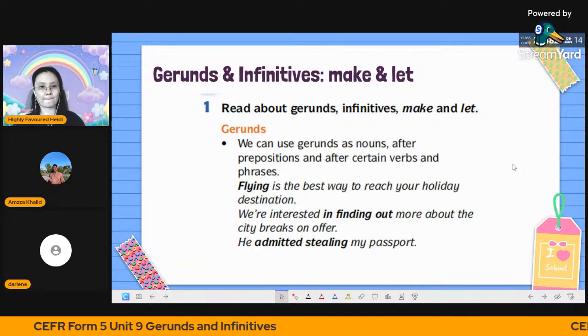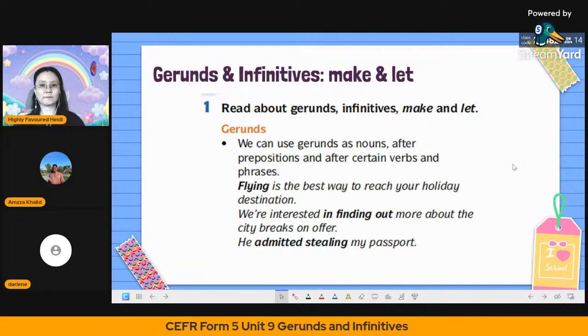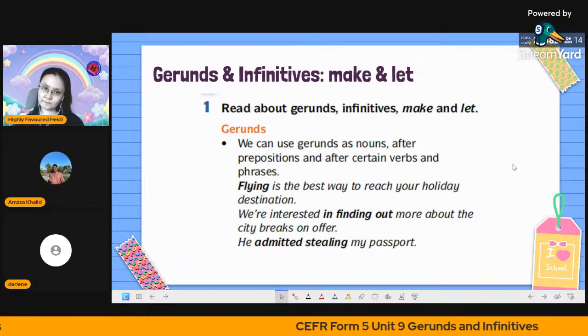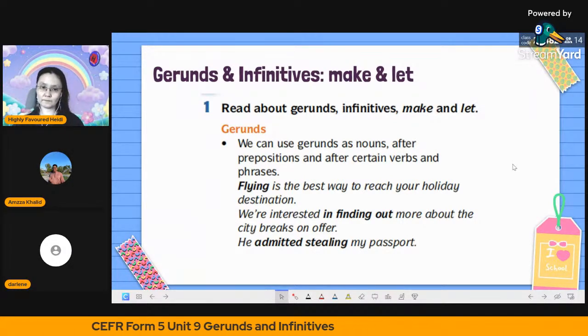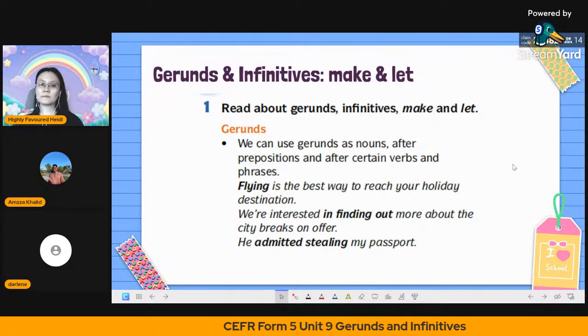Gerunds and infinitives, make and let. 1. Read about gerunds, infinitives, make and let. Gerunds. We can use gerunds as nouns after prepositions and after certain verbs and phrases. Flying is the best way to reach your holiday destination. We're interested in finding out more about the city breaks on offer. He admitted stealing my passport.